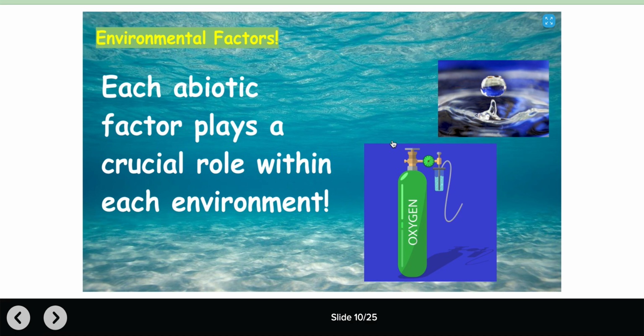Now, each abiotic factor plays a crucial role within each environment. For example, without water, you're not going to have any living things in that environment, unless you're a type of organism that doesn't need much water. Also, oxygen, right? That's crucial. Everything uses oxygen. Plants use oxygen. We use oxygen. Every other animal uses oxygen. And guess what? Even water has oxygen in it too. Oxygen is massively important. So just because it's not a living thing doesn't mean it's not absolutely essential for life.